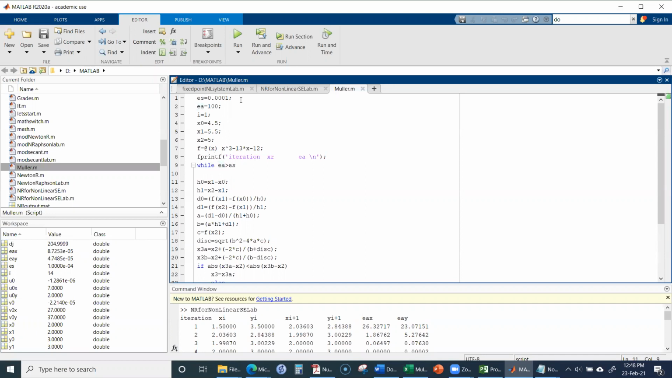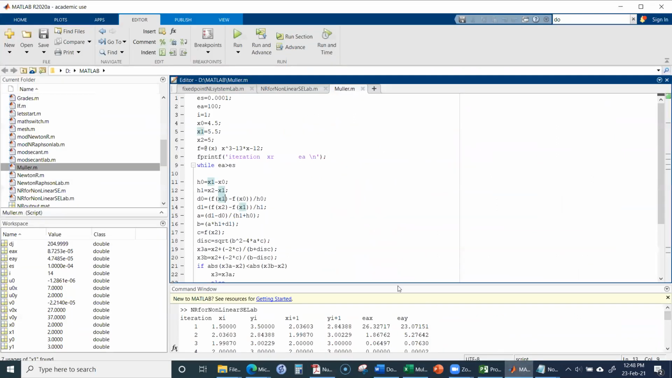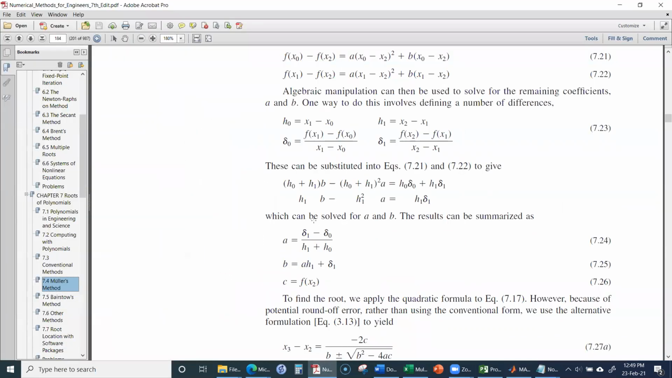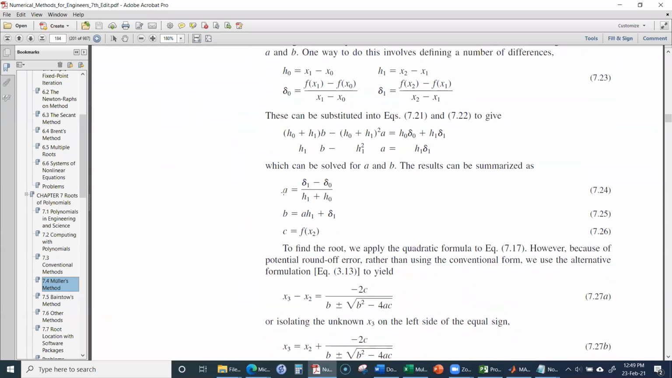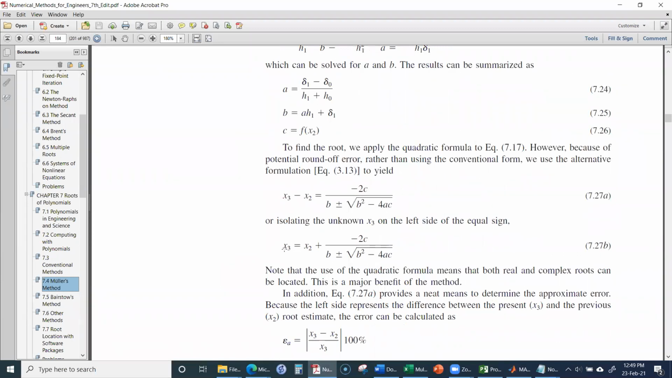So first you will calculate the h naught, which according to the formula is x1 minus x naught. Then we will calculate h1, and then you will calculate d naught. D naught is delta naught, okay, in the Muller method. So you can calculate the delta naught, delta 1. Okay, so d naught, d1 are delta naught, delta 1, and then from these values you will calculate the values of a, b, and c. Once you find out the values of a, b, and c, then you can find the value of x3, the updated value of the root, by this formula. Okay, but in order to apply this formula, we have to make some additional check.